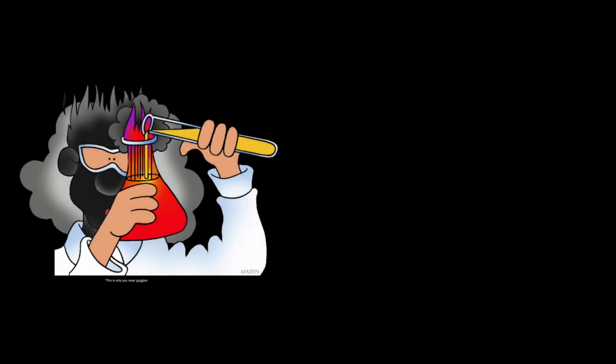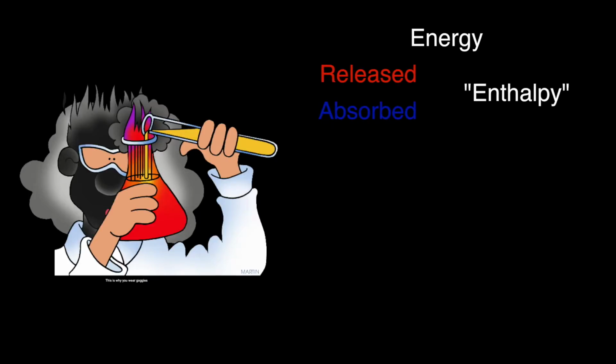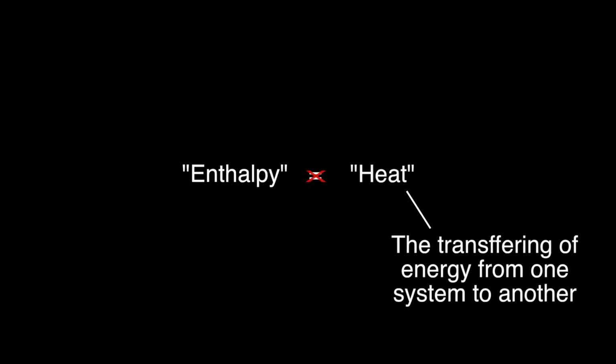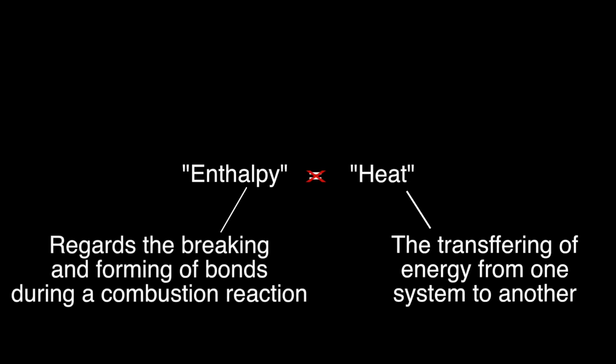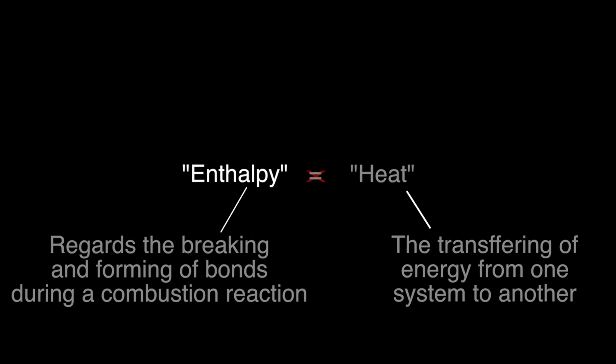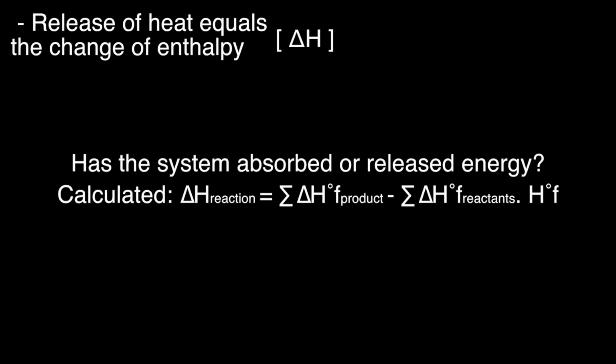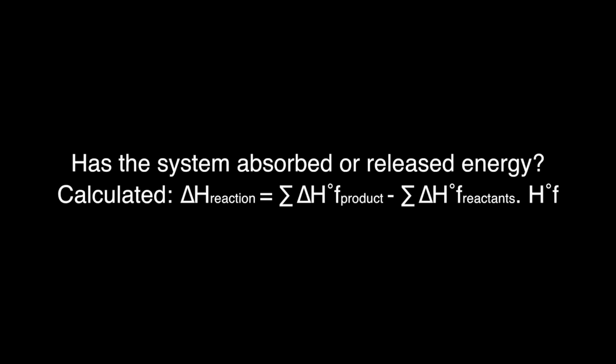During a chemical reaction, energy is either released or absorbed, which is displayed as enthalpy. This may sound similar to heat, but the difference is that enthalpy refers to the bonds breaking or forming during a combustion reaction. The release of heat equals the change of enthalpy. It is displayed as change in H, or delta H, and is simple to discover whether or not a system has absorbed or given off heat.